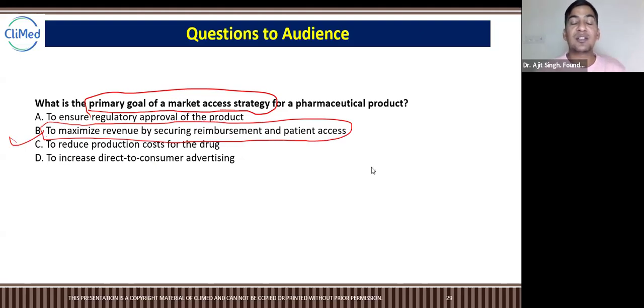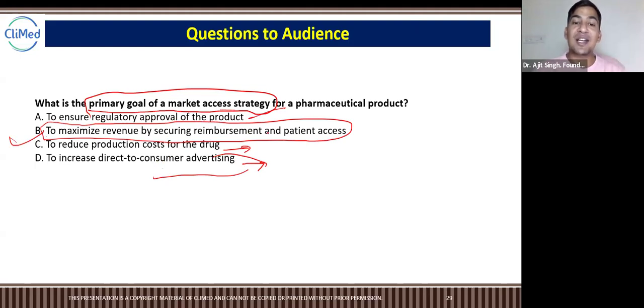To maximize the revenue by securing the reimbursements and patient access. Reimbursement from the patient or payers. Okay. To ensure regulatory approval of the product, not at all in the marketing part. This is not the marketing part. To reduce the production cost of the drug, not the marketing part. To increase direct to consumer advertising could be a marketing part, marketing assess strategy.